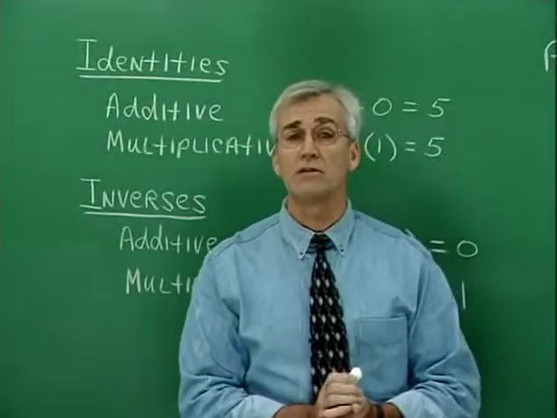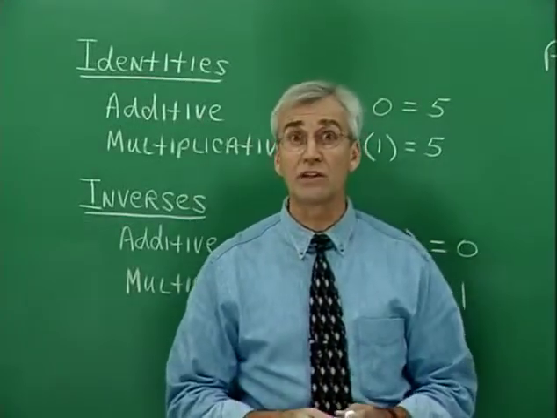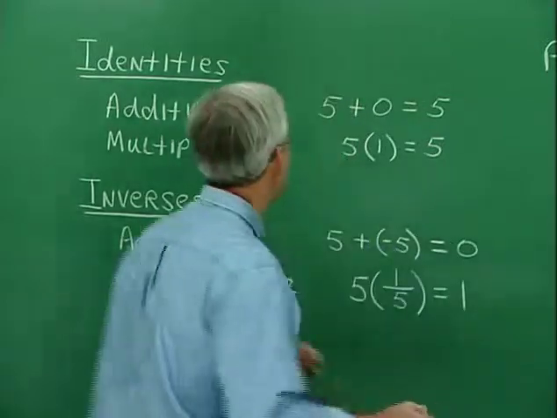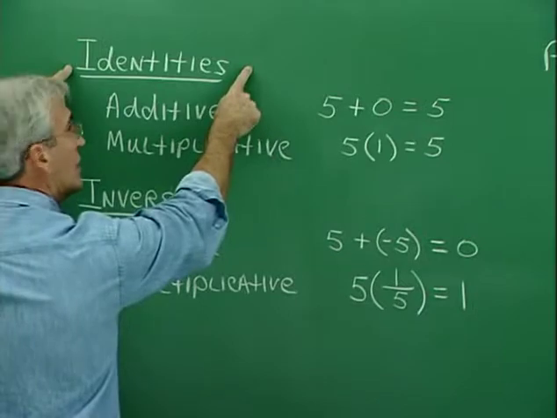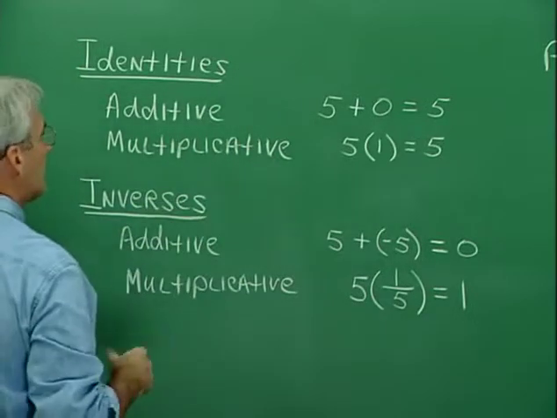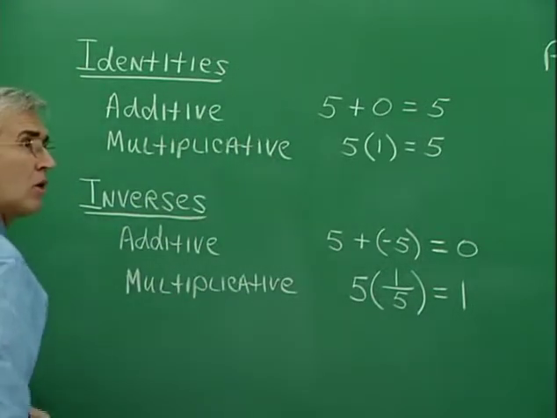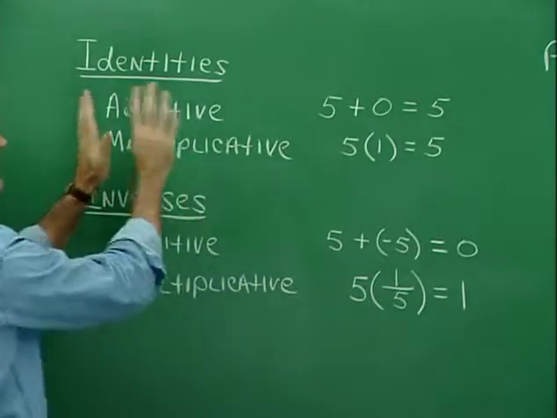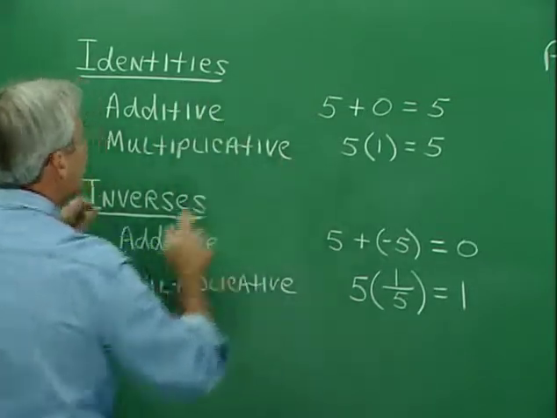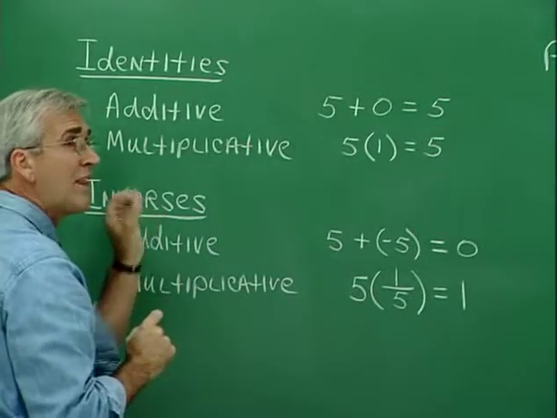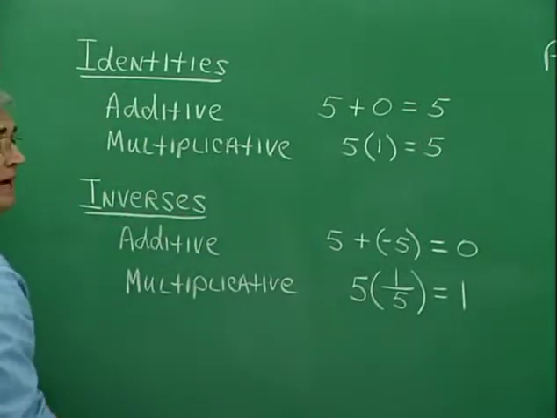These next properties are often referred to as existence properties. There is an identity, a couple of identity properties. There's an additive identity property and a multiplicative identity property, and really we're just saying that there exists an additive identity element and a multiplicative identity element within the algebra that we're talking about.